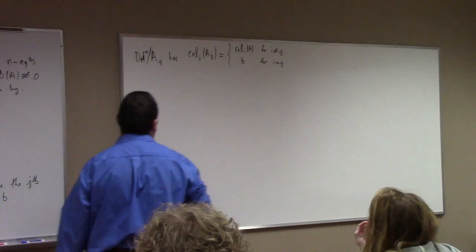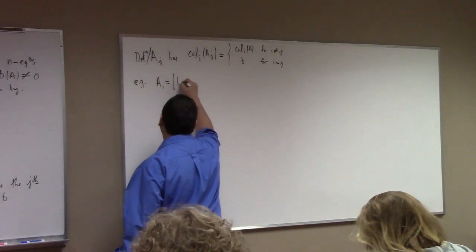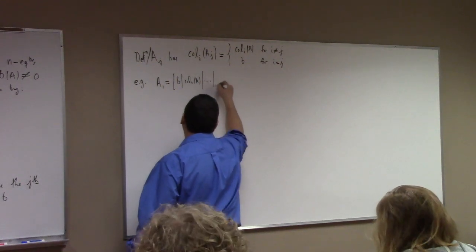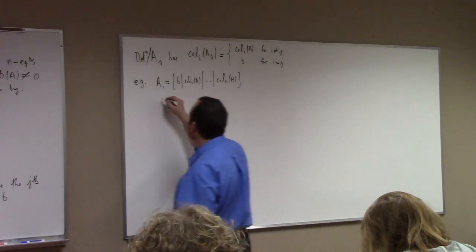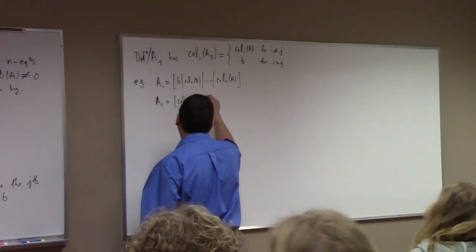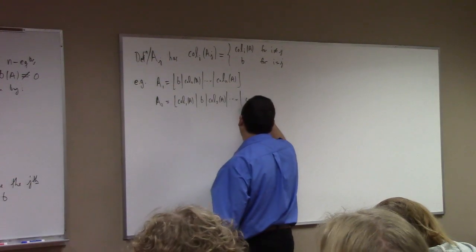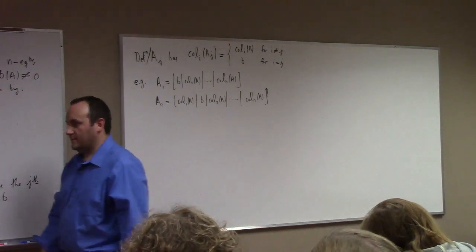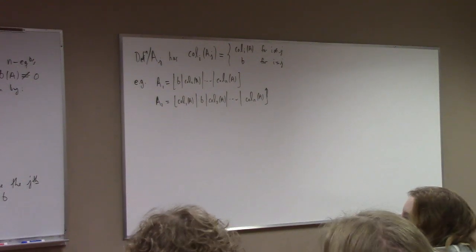If that still doesn't make sense to you, A1 looks like this. B, and then you got column 2 of A, column n of A. A2, yeah, column 1 of A, and then you got B in the second column, then you got column 3 of A. I hope I have communicated what I mean by A sub j at this point, all right?